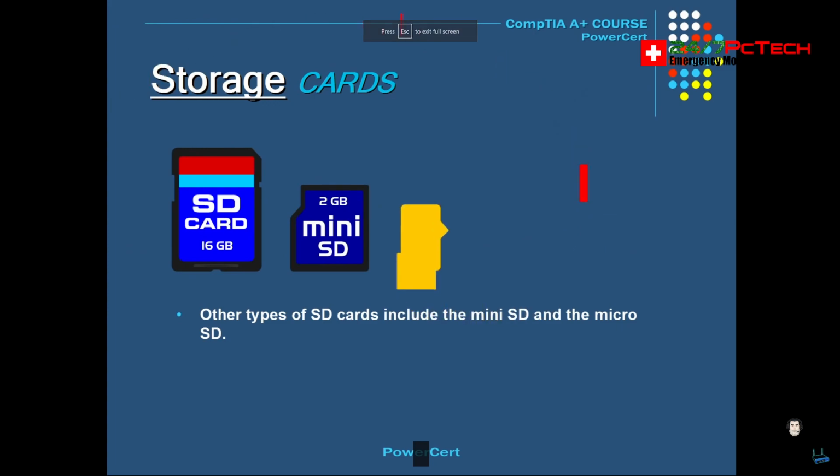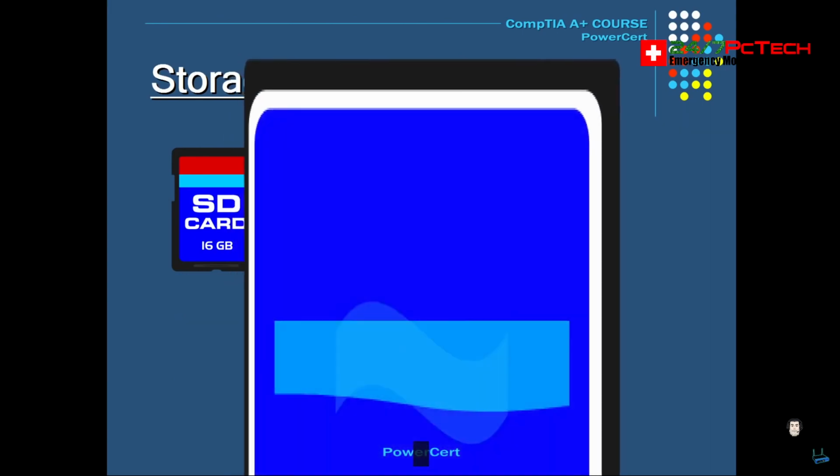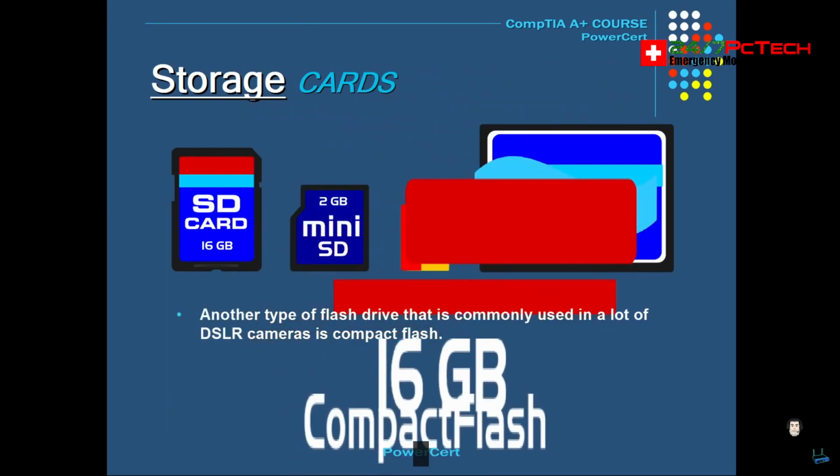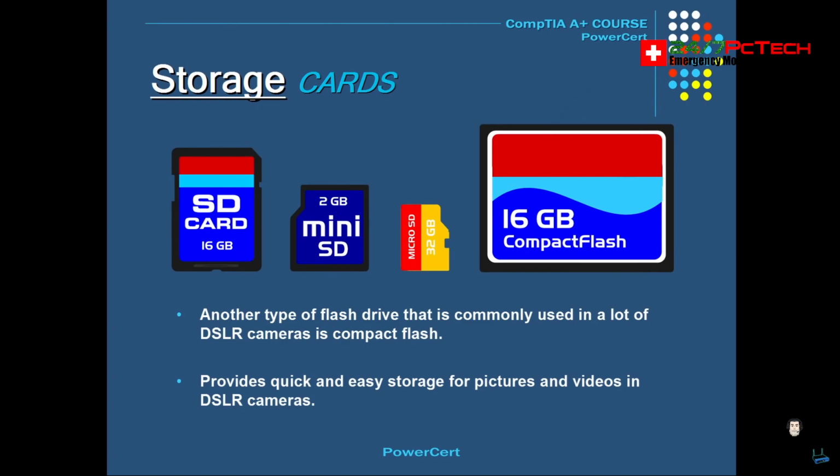A comparison of the different sizes here. And while the standard SD card is used for storage in a lot of digital cameras, the micro SD card is what's commonly used in smartphones for adding extra storage. Another type of flash drive that is commonly used in a lot of DSLR cameras is compact flash. Compact flash cards provide quick and easy storage for pictures and videos in DSLR cameras, and they can be easily transferred to a computer by using a card reader.